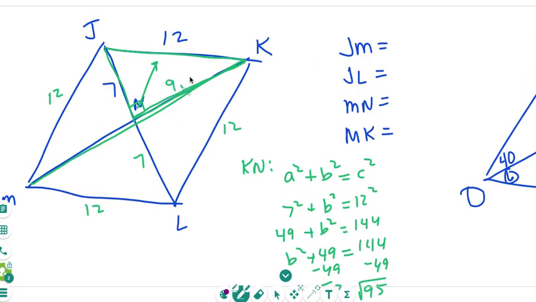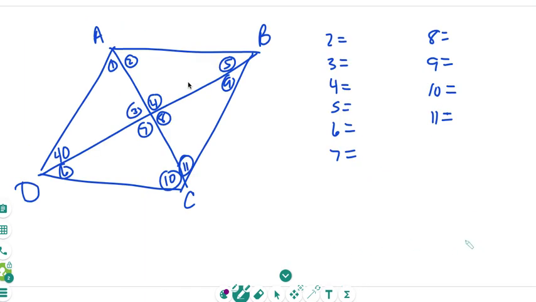So if we know this is 9.7, then we know MN is 9.7, and we've labeled all the different parts of the rhombus. So JM is 12, JL is 14 because we can add the 7 and the 7. MN is 9.7, we use Pythagorean theorem, and then MK would be 19.4 because we'd simply add the 9.7 plus a 9.7. All right, let's look at the angles of a rhombus.